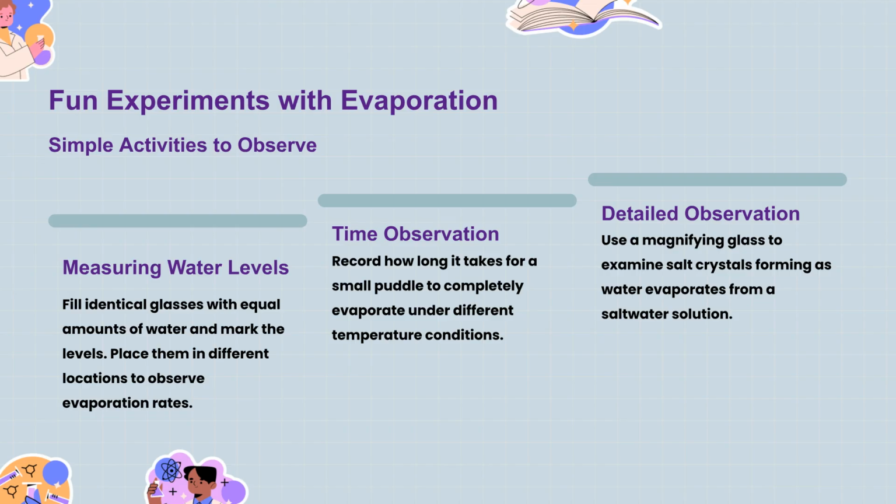You can observe evaporation with simple experiments. Measure water levels in different locations, or record how long it takes for a puddle to evaporate under varying temperatures. You can also observe salt crystals forming as salt water evaporates.